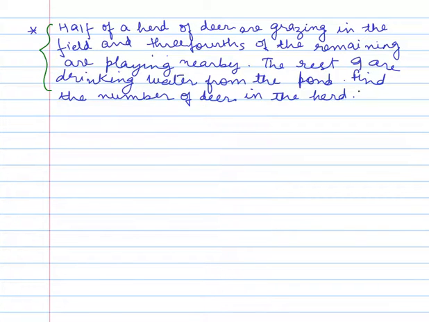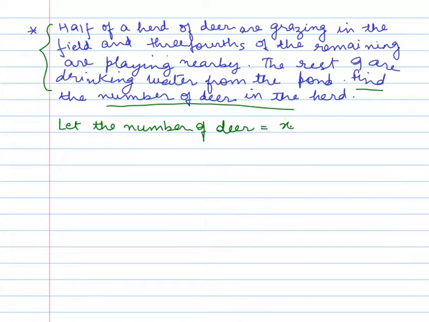See, find what the question is saying. We have to find the number of deer in the herd. So let us say the number of deer in the herd is x. So there are x number of deer in the herd. Half of the herd are grazing. So half of the herd is x by 2. These x by 2 are grazing in the field. This x is the number of deer. So over here these x by 2 are the number of deer which are grazing.